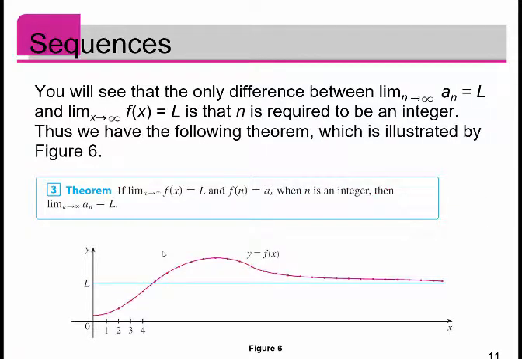All right, so you will see that the only difference between the limit as n goes to infinity of a sub n equals L and the limit as x goes to infinity of a function f of x equals L is that n is required to be an integer, really the only difference. Thus, we have the following theorem, which is illustrated by figure 6. If the limit as x goes to infinity of f of x is equal to L, and f of n is equal to a sub n, where n is any integer, then the limit as n goes to infinity of a sub n is equal to L.